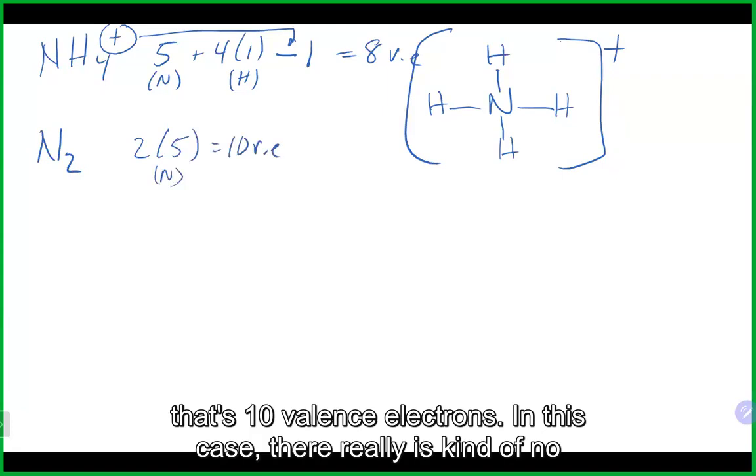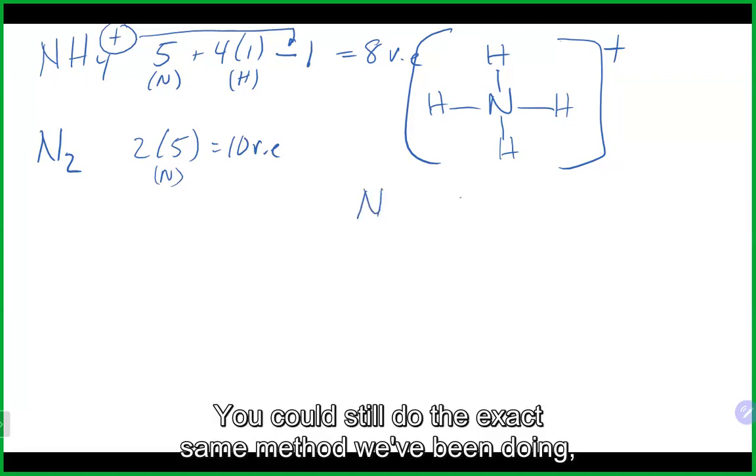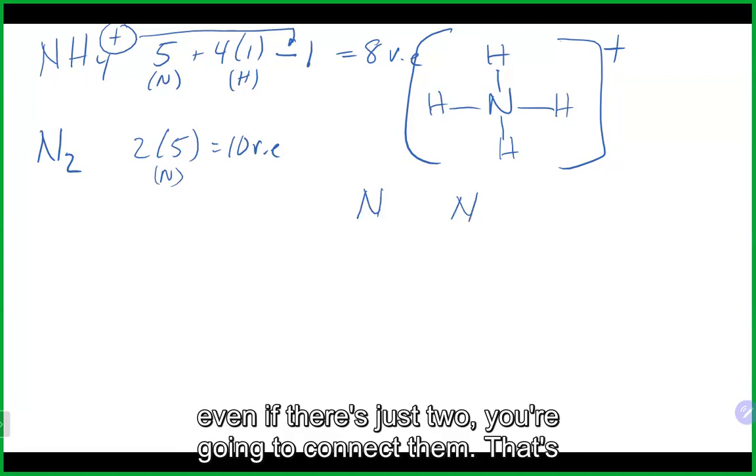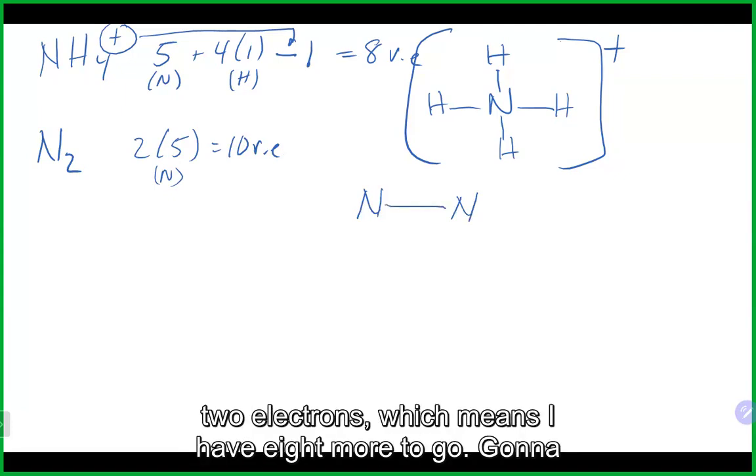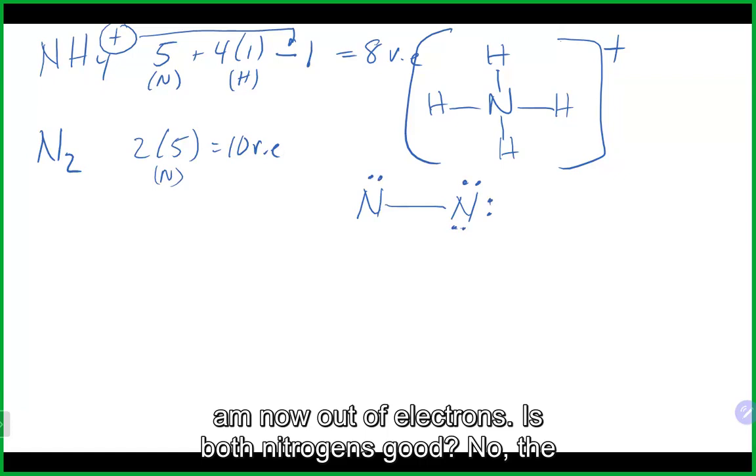In this case, there really is no central atom, so you just put them side by side, it's good to go. You could still do the exact same method we've been doing, even if there's just 2. You're going to connect them. That's 2 electrons, which means I have 8 more to go. Gonna just put them on one of them. So 2, 4, 6, and 8 at that point. I am now out of electrons.